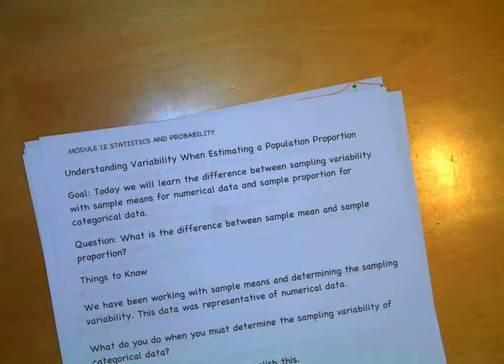Sample mean is that you can actually find the mean of all the numerical data because you have the numbers. Sample proportions, you only have the words because that's what categories are, and you have to turn those words into a proportion so that you can find the numerical data that the words represent. That's the difference.